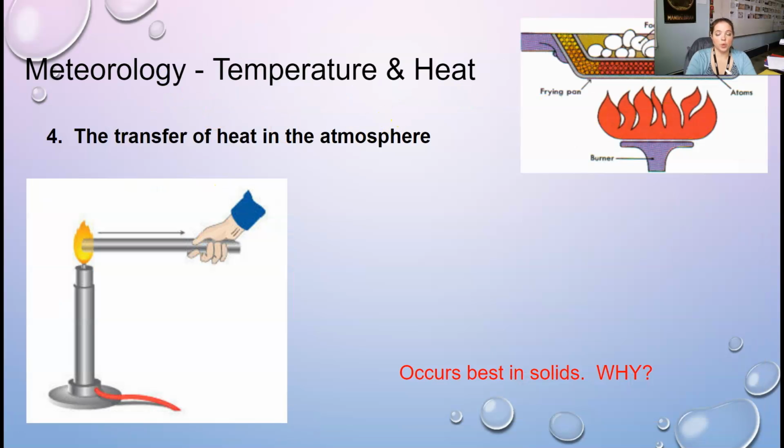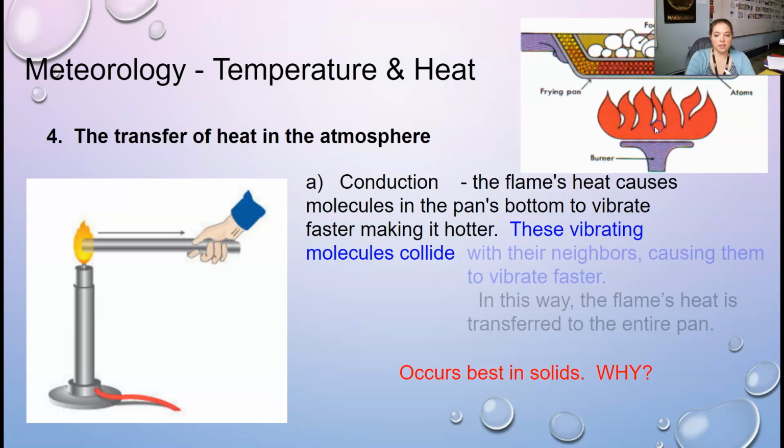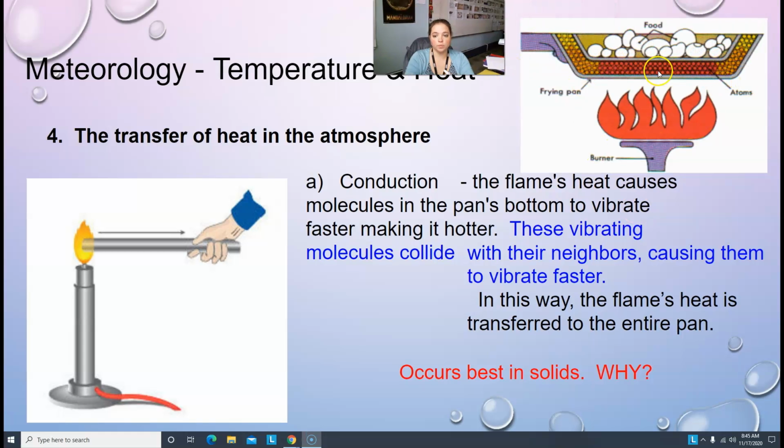All right, so we're going to look at temperature and heat. So this is the transfer of temperature and heat. First things first, you have conduction. That's the flame's heat causing molecules in the pan at the bottom, right here, to vibrate faster, making it hotter. And these vibrating molecules collide with their neighbors, so they start bouncing back and forth into each other. And this vibration starts going faster and faster, which causes heat to transfer.